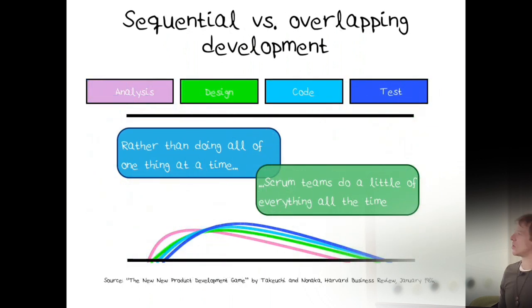So here is kind of how it works. You still have analysis and design and coding and testing, but rather than, as typically is done, doing one of these things at a time, you do a little bit of everything at the same time. So you do enough analysis so you can start the design. When you have done enough design, you can start the implementation. When you have done enough implementation, you can start the testing, unless you do TDD. But that's kind of the general idea.